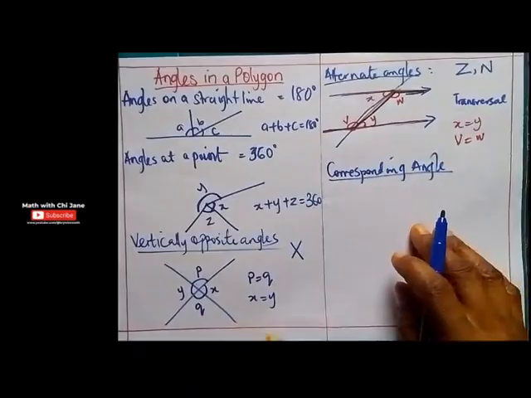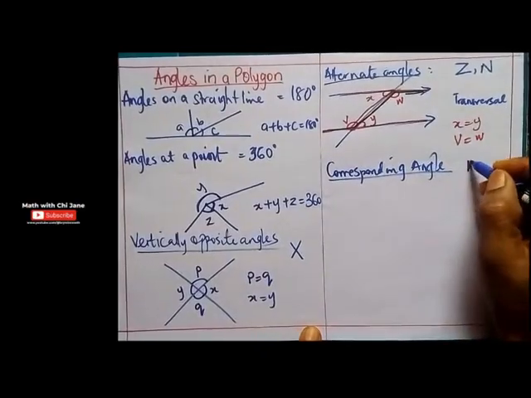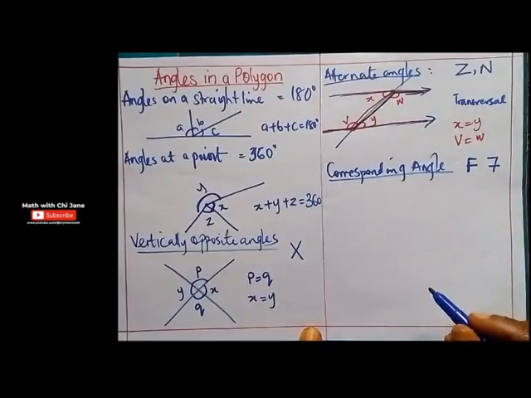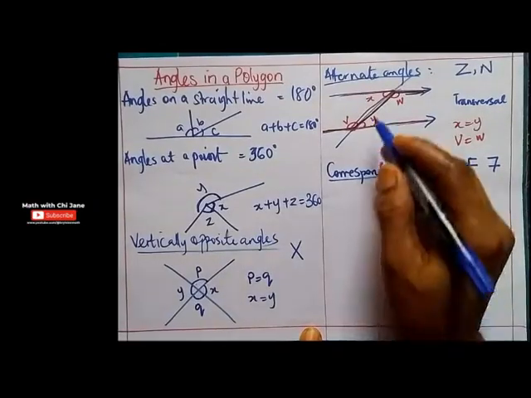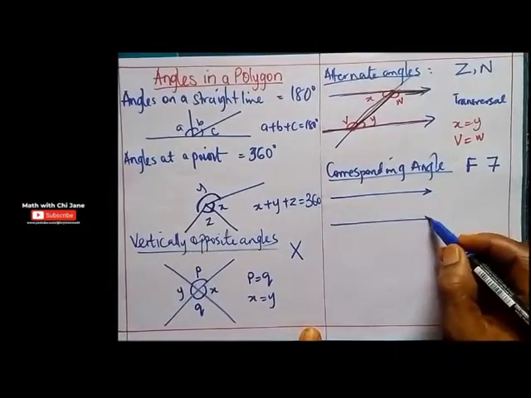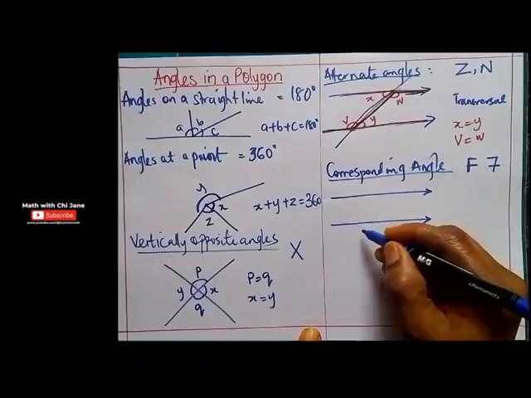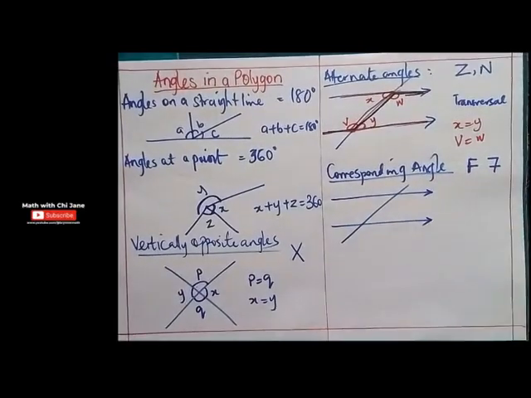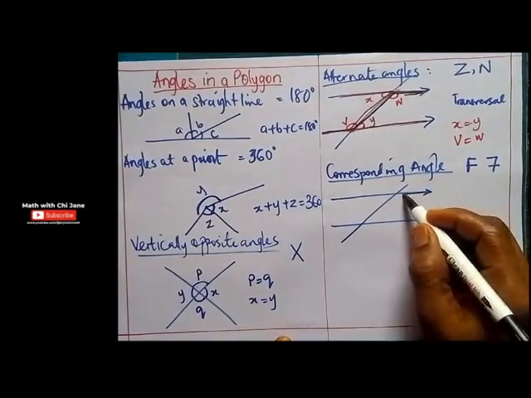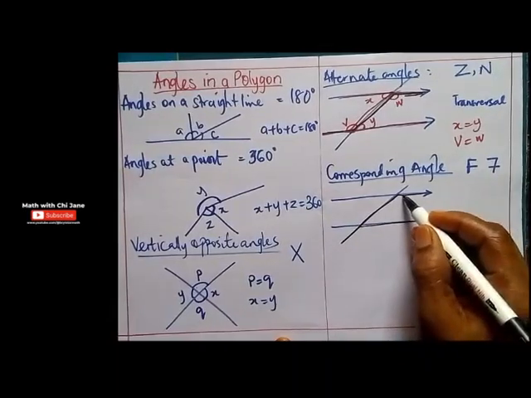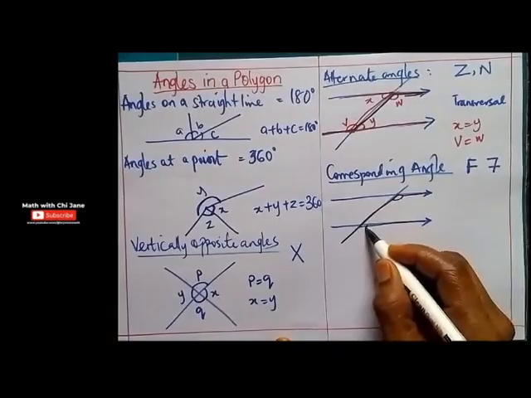Corresponding angle. Corresponding angle forms the letter F, whether the F is facing this way or the other way. We still deal with parallel lines, a pair of parallel lines moving in the same direction, and a transversal crosses them. Now when it forms the letter F, this is the F, the angle here is equal to the angle here.